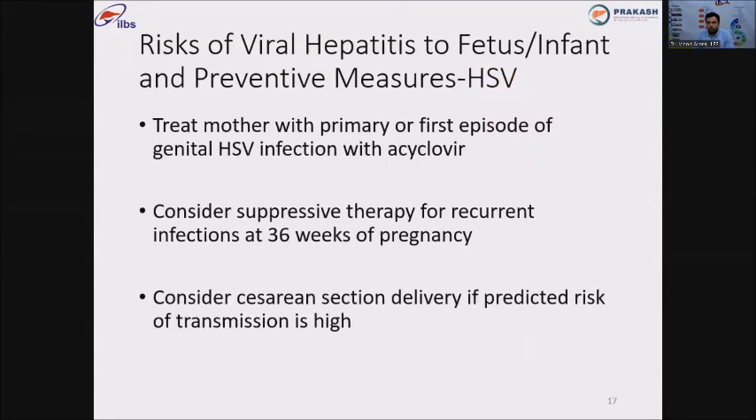So treat the mother with the primary or first episode of genital HSV infection with acyclovir. Consider suppressive therapy for recurrent infection at 36 weeks of pregnancy. Consider cesarean section delivery if the predicted risk of transmission is high.